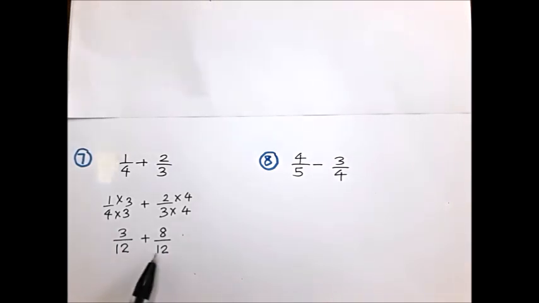Now you can see same denominator. We convert both 4 and 3 into same denominator. It is 12. Now write it as denominator. Then you have to add numerators. 3 plus 8, it is 11. Answer is 11 over 12.